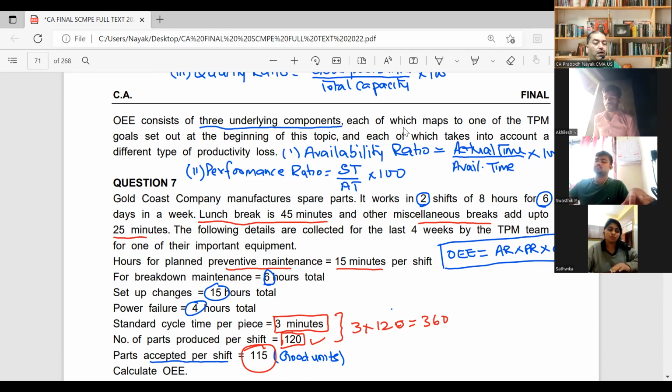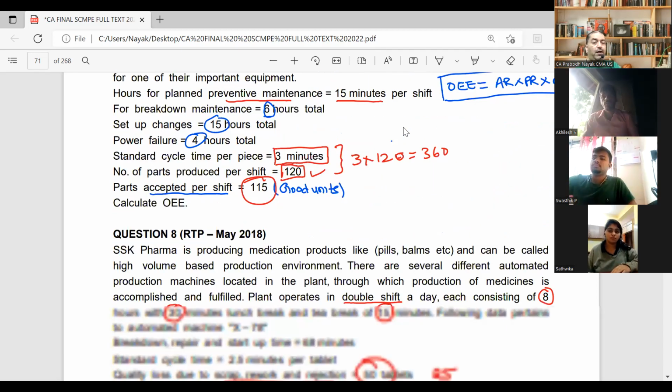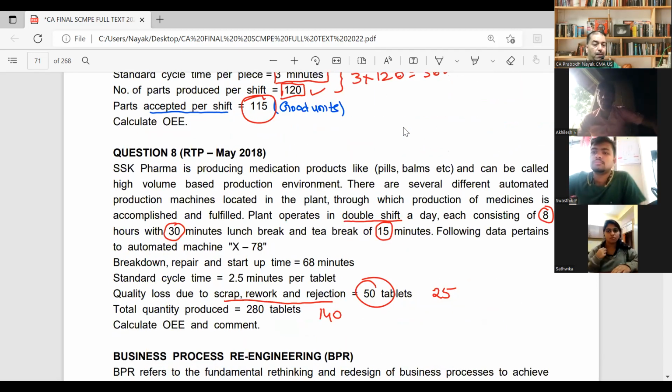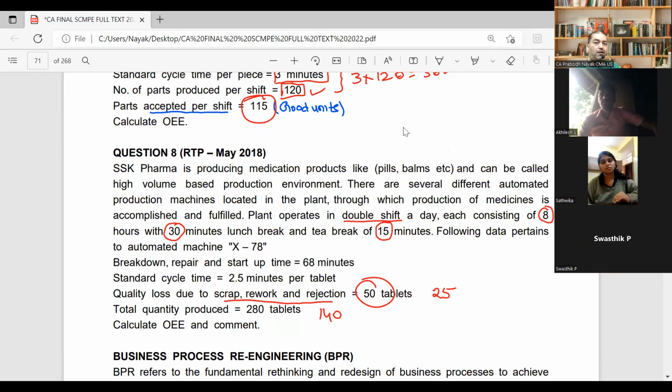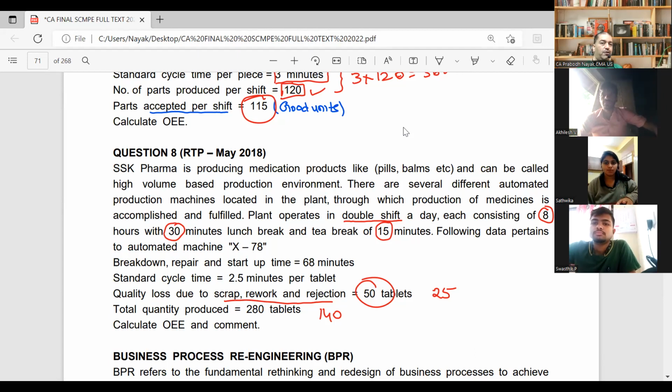Normally they will ask you to calculate the OEE and interpret the OEE that you have calculated. This type of question is asked in the examination. It carries about 6 to 8 marks. It's a very simple question, but calculations of the 3 ratios are important: availability ratio, performance ratio, and quality ratio. Then you multiply all 3, calculate the OEE, and comment upon it. This question has been asked frequently for 6 to 8 marks in your paper. Fine. We'll stop here for today.